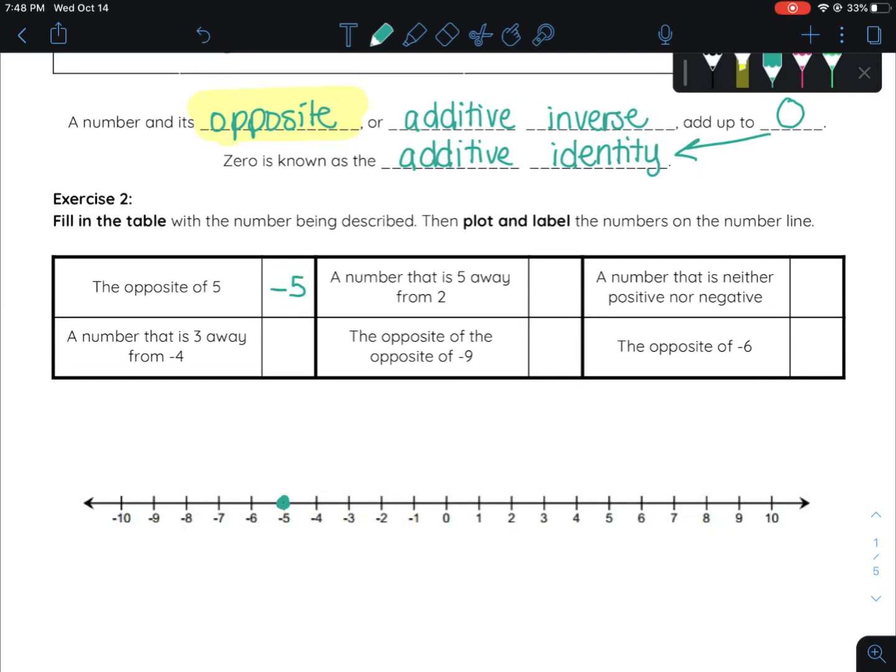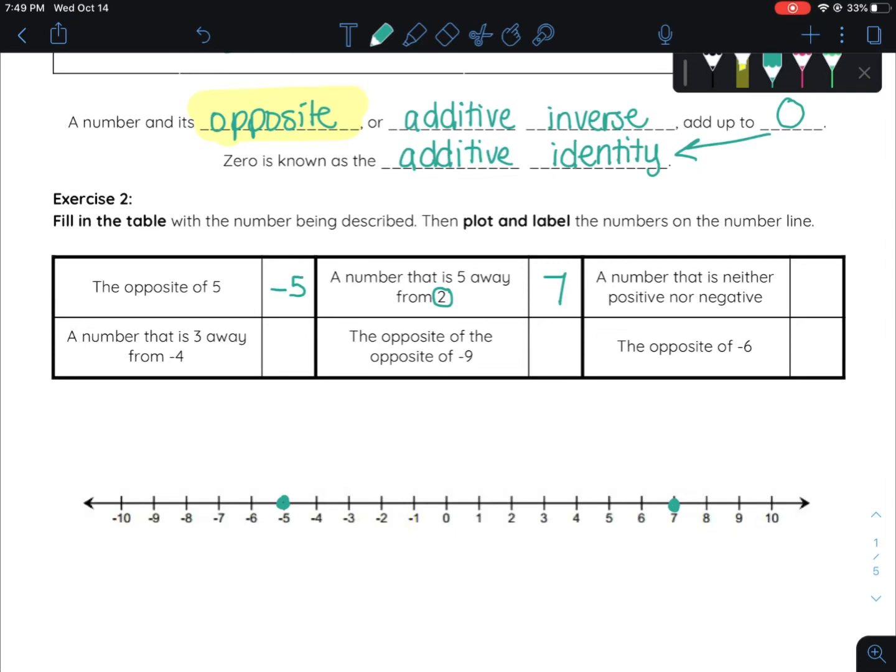And then next up, a number that is 5 away from 2. So let's start at 2. So here would be 2. And now we want to go 5 away from that. I actually have 2 options here. I can go in either direction. 2, 3, 4, 5. So that could be 7. Or I could have gone the other way, but I chose not to. So for the next one, maybe we'll go in the other direction.